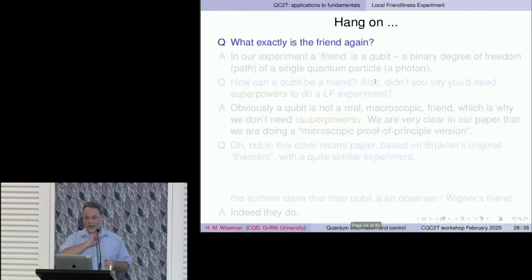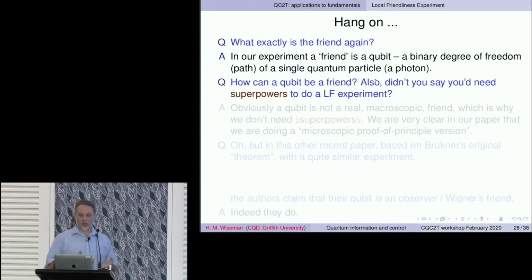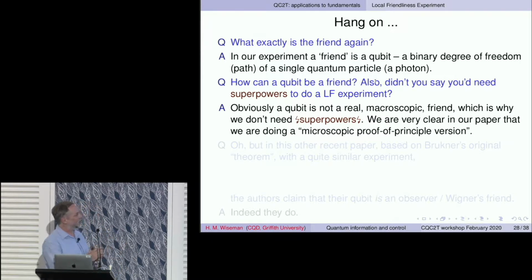Okay, so typically when I've given this talk, people are still a bit confused about where the friend is in this apparatus. So just to reiterate, in our experiment, the friend is a qubit. Just a single qubit, a binary degree of freedom, the path degree of freedom of this quantum particle, the photon. So you might very well ask then, can a qubit really be your friend? And also, didn't you say that you needed superpowers to do this experiment? So, obviously no, a qubit is not a real macroscopic friend, and that's why we don't need superpowers. We do need considerable powers. I don't want to underestimate the experimentalists, but we don't need superpowers.